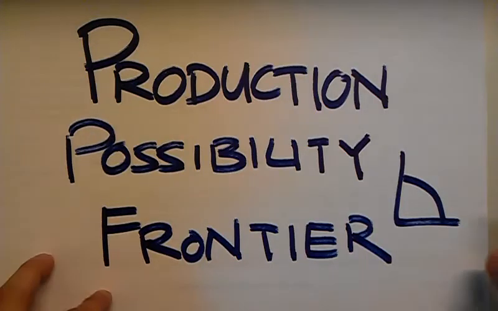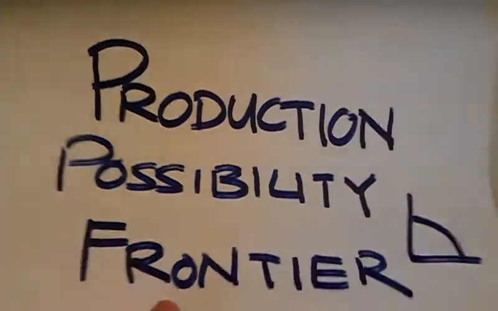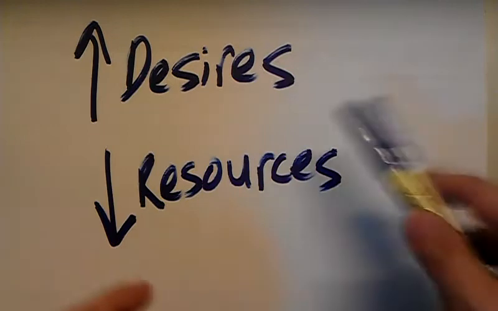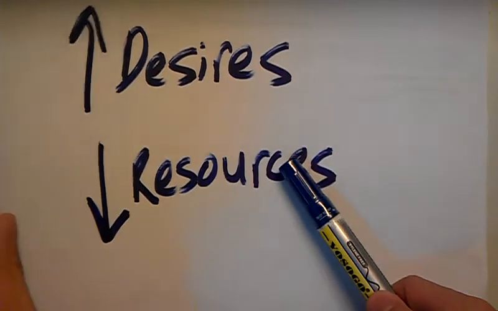When we talk about the production possibility frontier, we're basically talking about the economic problem. The economic problem is humans having unlimited desires with limited resources. Let's bear this in mind. Now, when we go to the PPF questions, what I'm going to do today is break it down into steps.